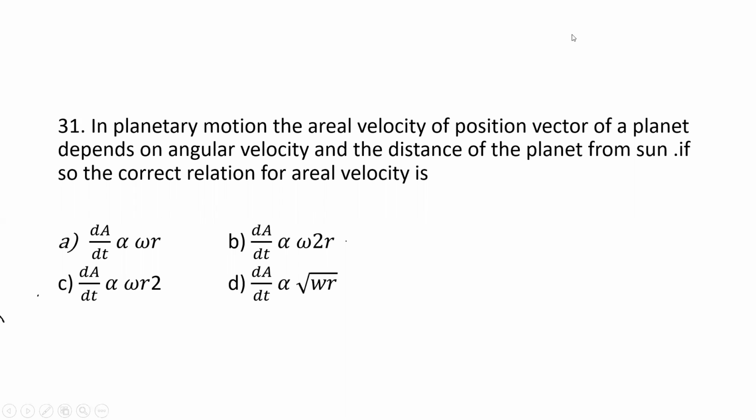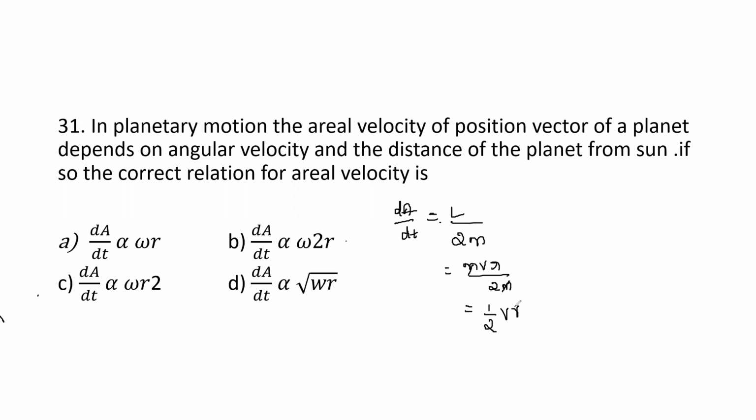So how to do this? According to Kepler's second law, dA by dt, that is areal velocity, is given by L divided by 2m, where L is the angular momentum and m is the mass. We can write angular momentum as mvr, so mvr divided by 2m. The m gets cancelled, and we get 1 by 2 v into r.